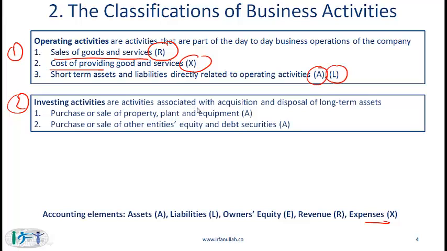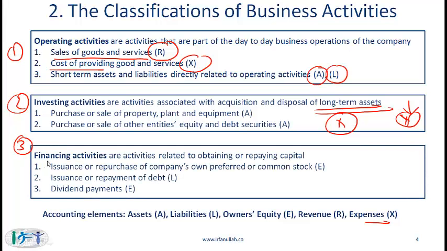The second major category is investing activities. These are activities associated with acquisition and disposal of long-term assets. Examples include the purchase or sale of property, plant and equipment, or the purchase or sale of other entities' equity and debt instruments. This means that if you are company X and you make an investment in company Y by buying shares of company Y or by investing in a bond issued by company Y, then this is shown as an investment.